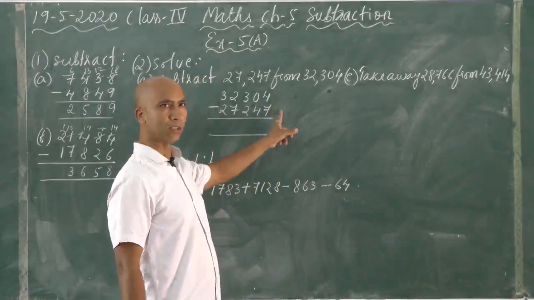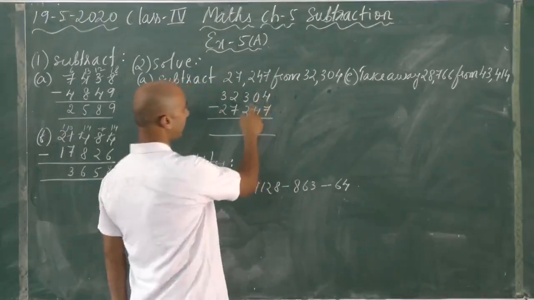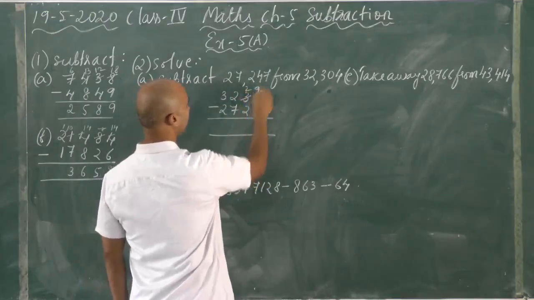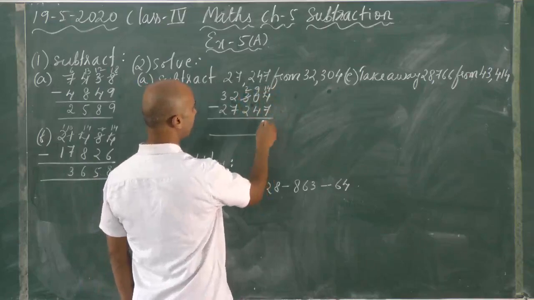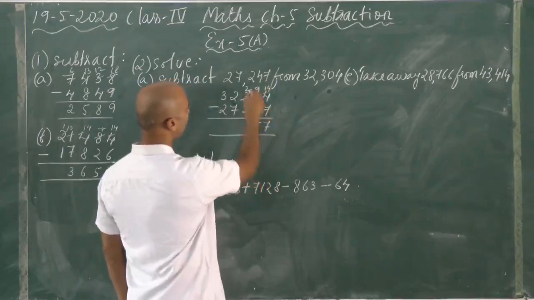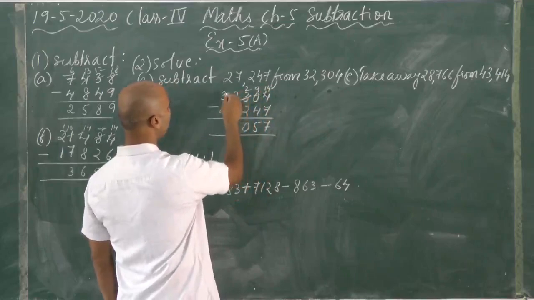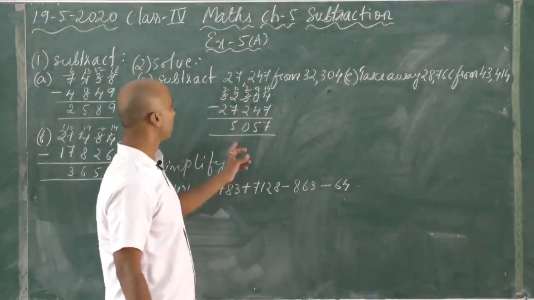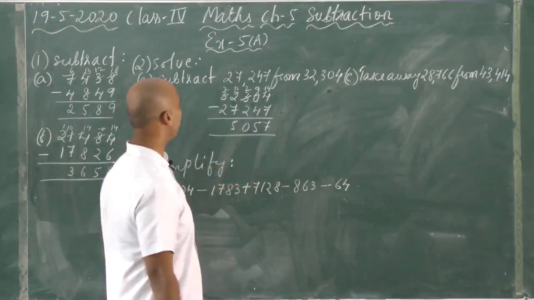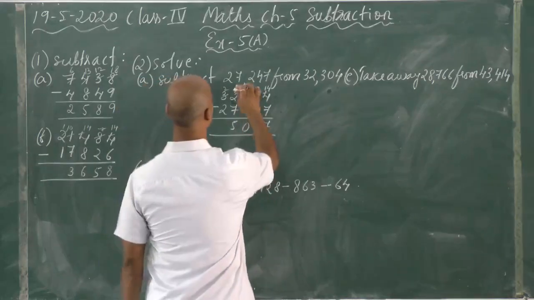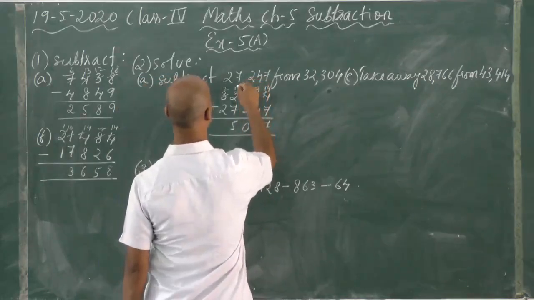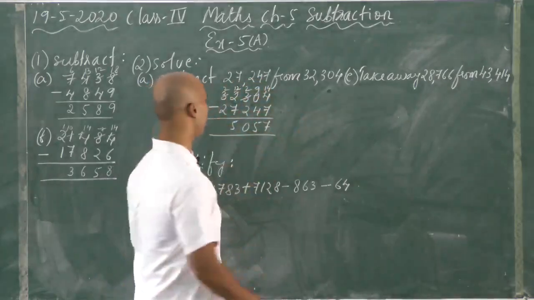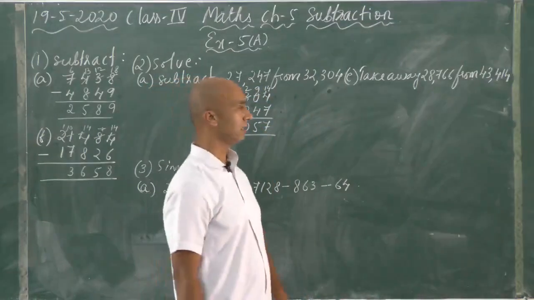Okay, now from 4 you cannot subtract 7, so what you will do? You will borrow, but you got a 0 over here, so you will borrow from the previous number. 3 will become 2, this will become 9, 14. From 14, 7, 7. From 9, 4, 5. From 2 to 0. From 2 you cannot borrow, 2, 12. From 12, 7, 5. From 2 to 0. So 5057. Okay, so this will become your answer, that is 5057.